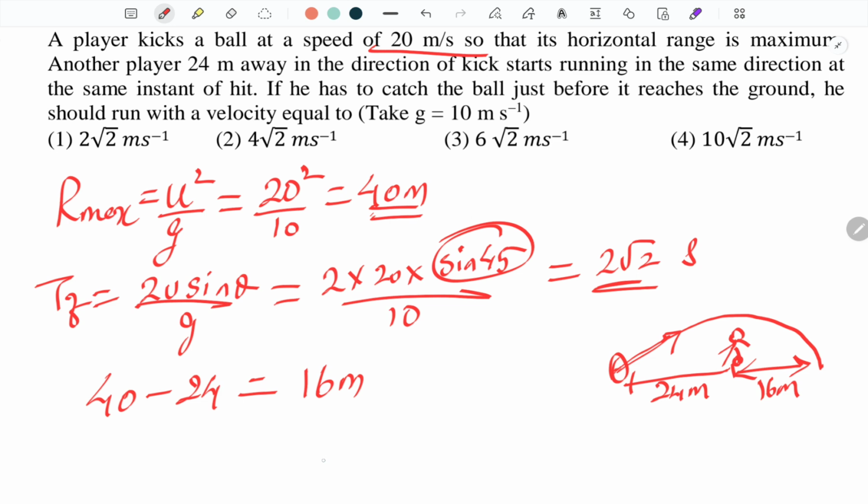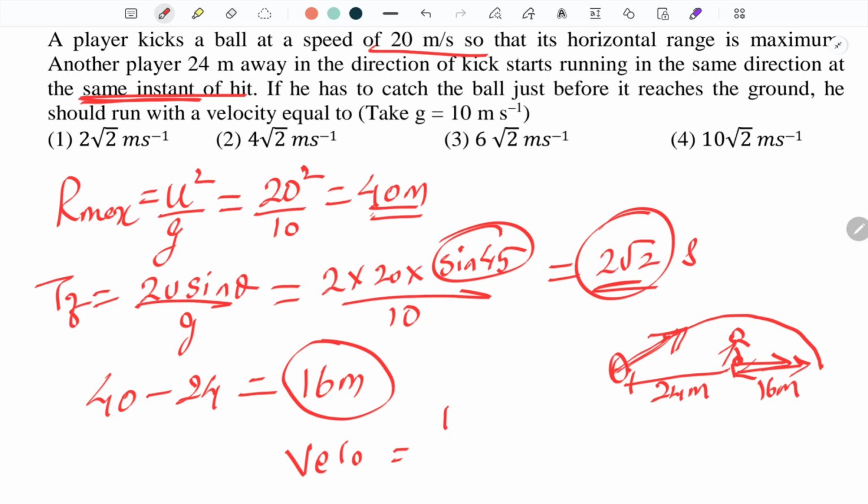16 meters, the player should cover this distance in how much time? 2√2, because at the same instant he starts running. Look, another player 24 meters away in the direction of kick starts running in the same direction at the same instant. As soon as the ball started its journey, this guy also started running. So this is the distance he should cover, this is the time in which he has to cover it. So velocity of the player is clearly distance by time, 16/2√2, that is 4√2 meters per second. I hope this particular question has been understood.